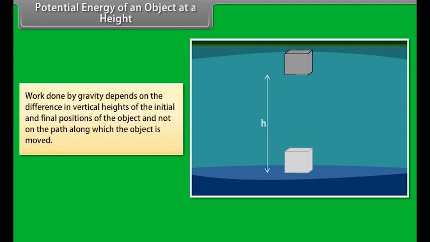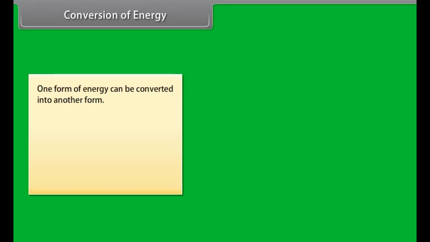Also, the work done by gravity depends on the difference in vertical heights of the initial and final positions of the object and not on the path along which the object is moved. Conversion of energy. Answer one question now. Can we convert energy from one form to another? Yes, one form of energy can be converted into another form.